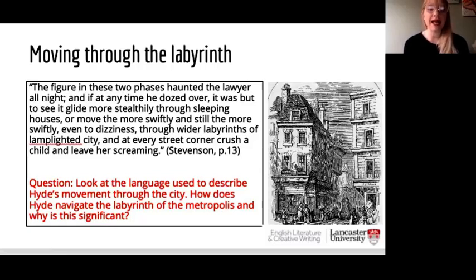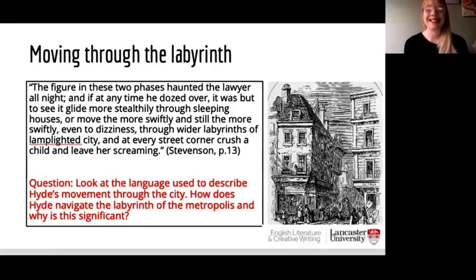Okay, so if we look at the language used here, we have glide and swiftly, so much that it goes even to dizziness, it says, and it shows the ease with which Hyde is able to maneuver through this city, which later on we see completely bewilders someone like Utterson. It shows how comfortable he is in the metropolis, so he becomes linked to this dark recess of the city, and he is at home in it. Utterson, as a result, struggles to trace him when he goes to Soho later to find him.